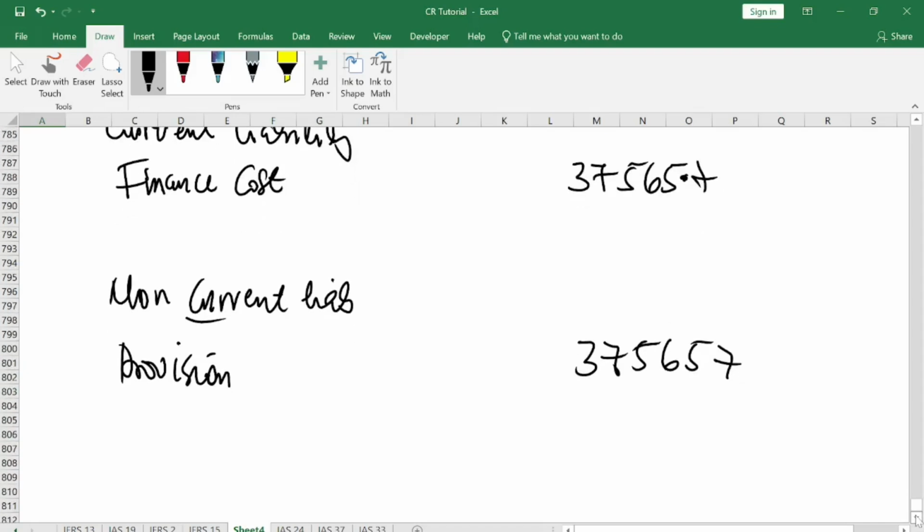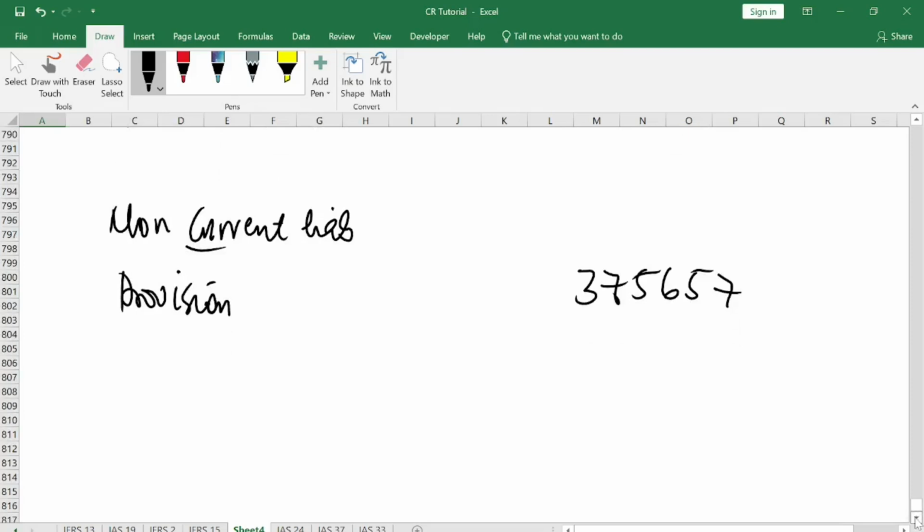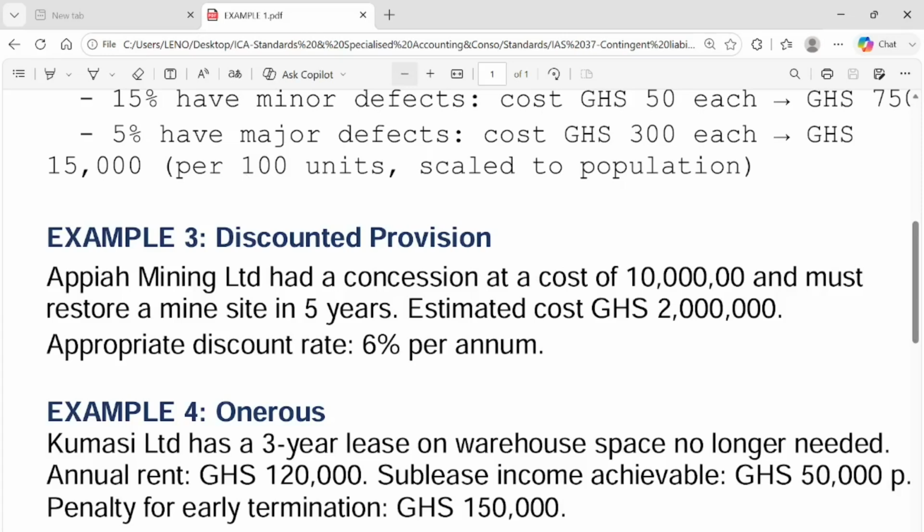Okay, so how is it prepared when the requirement is more than one accounting year? Let us look at this question, then we can solve it together. All right. Appeal Money Limited has a concession at the cost of 10,000 and must restore a mine site in 5 years. Estimated cost is 2 million. The appropriate discount rate is 6%. So let us use this example to prepare provisions where the reporting spans more than one accounting year, as we did earlier.